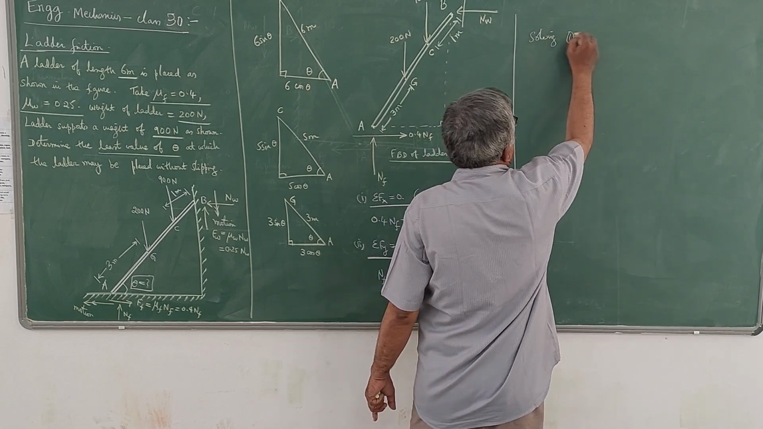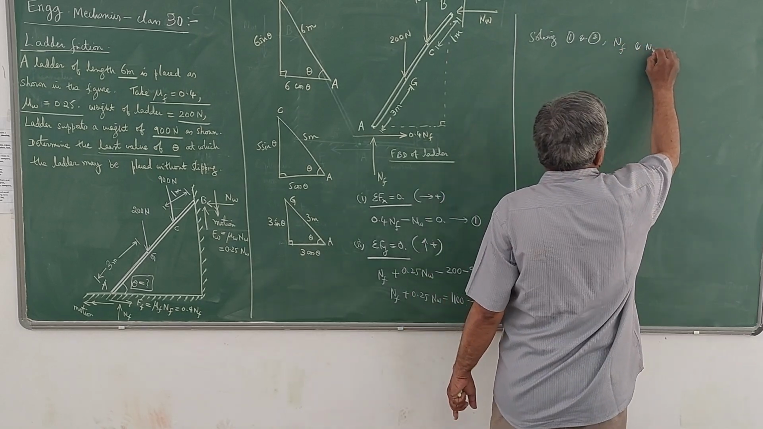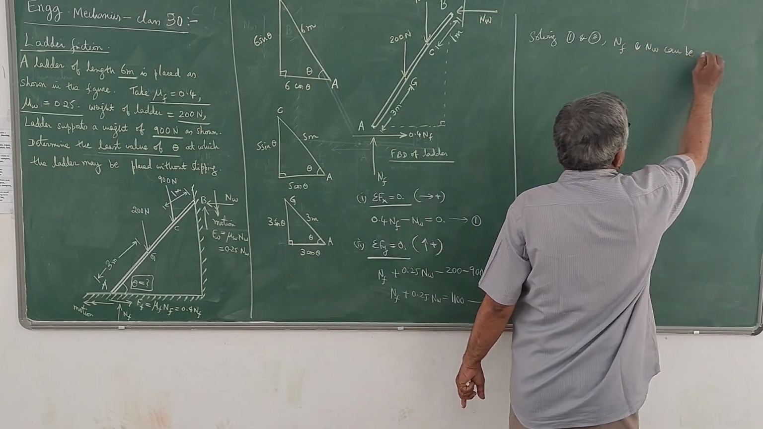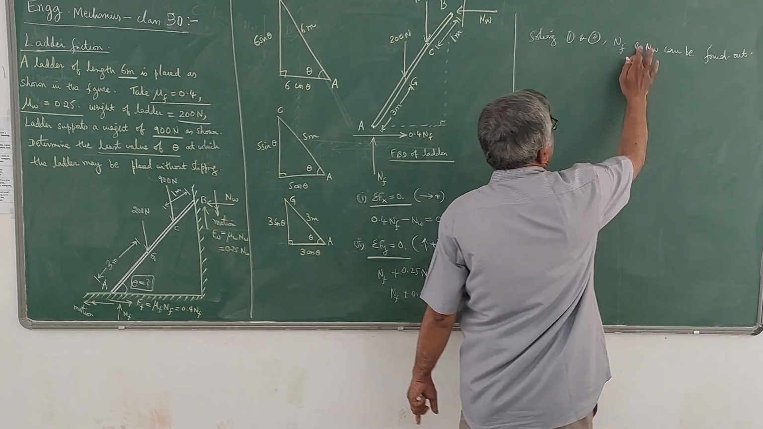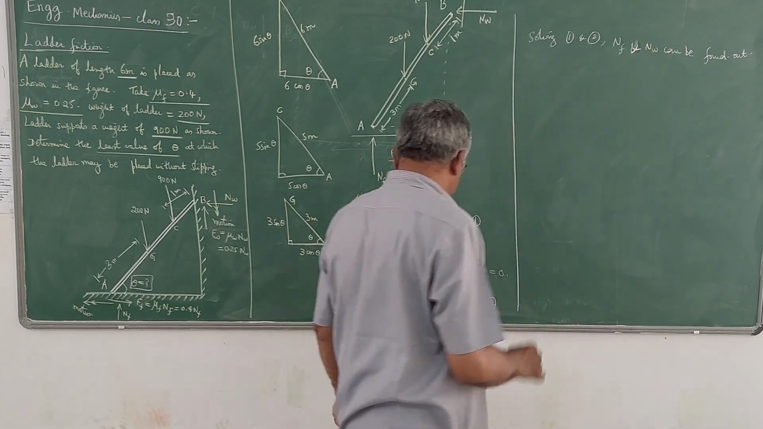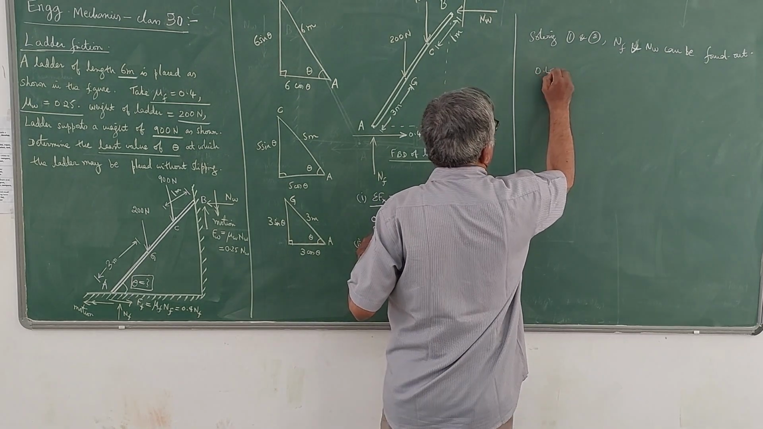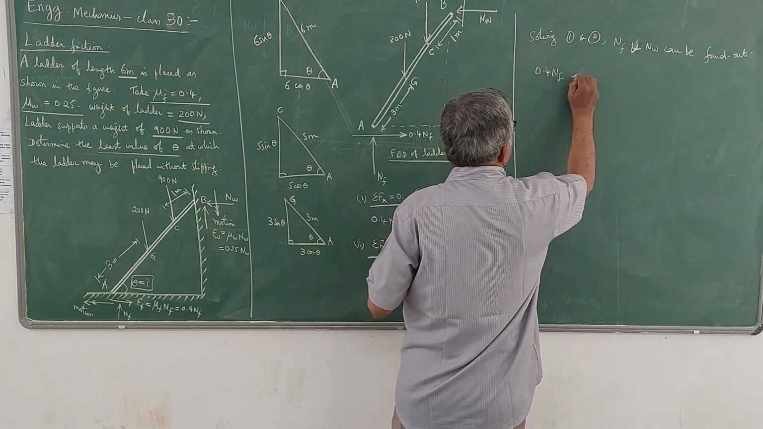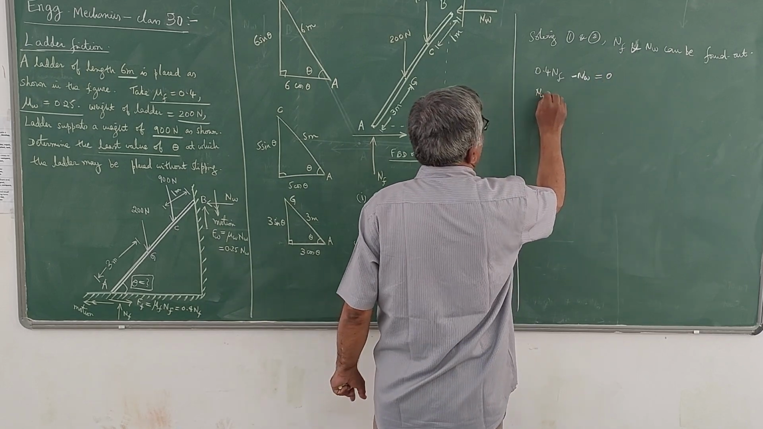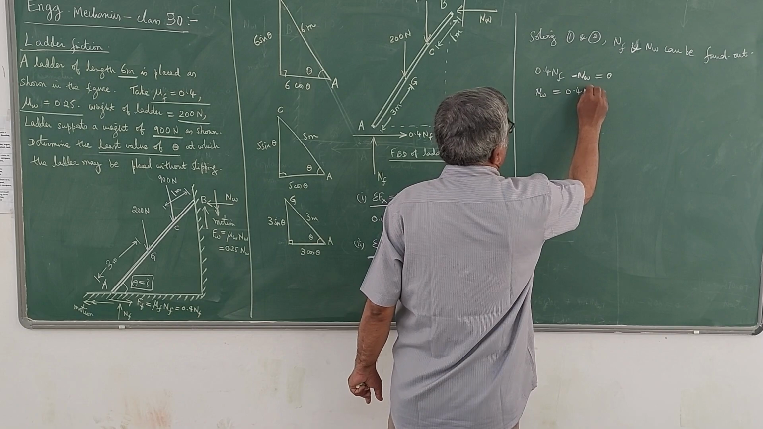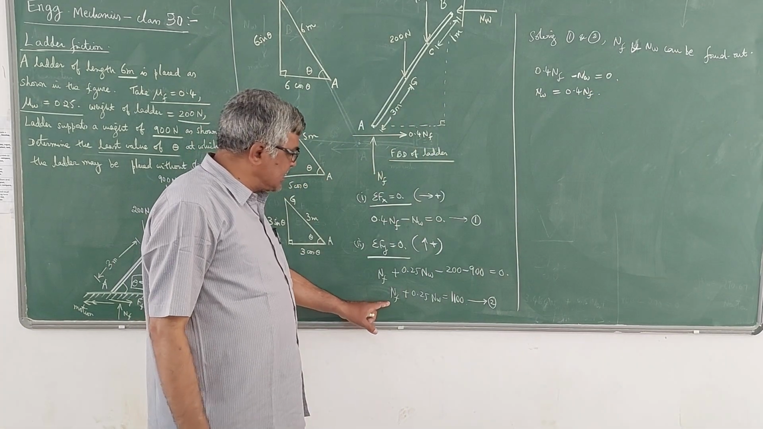Solving 1 and 2, nf and nw can be found out. Now let us see how to solve these two equations. We can solve using the calculator also. So the first equation is 0.4 nf minus nw is equal to 0, or I can write this as nw is equal to 0.4 nf. Now substitute this nw is equal to 0.4 nf in the second equation.